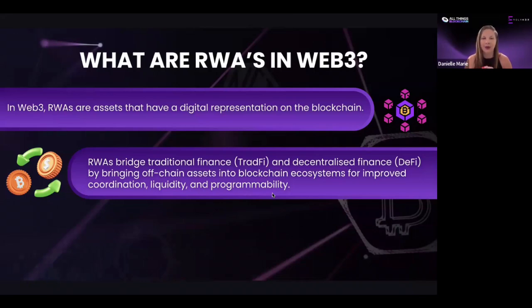It's an opportunity to take these off-chain assets, which we just talked about some examples of, property, commodities, right? These are assets that we refer to as off-chain. In Web3, we always think of on-chain and off-chain.